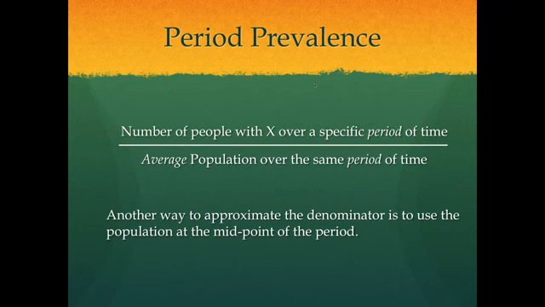Period prevalence, on the other hand, measures prevalence over a specified period of time. This is like a movie prevalence. One way that the denominator can be approximated is by using the population at the midpoint of the time period. This assumes that the turnover in the population will be approximately equal between the first and second halves of the period.